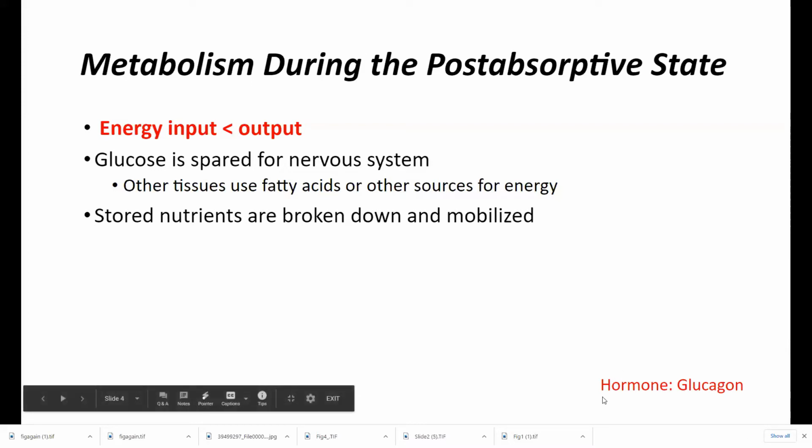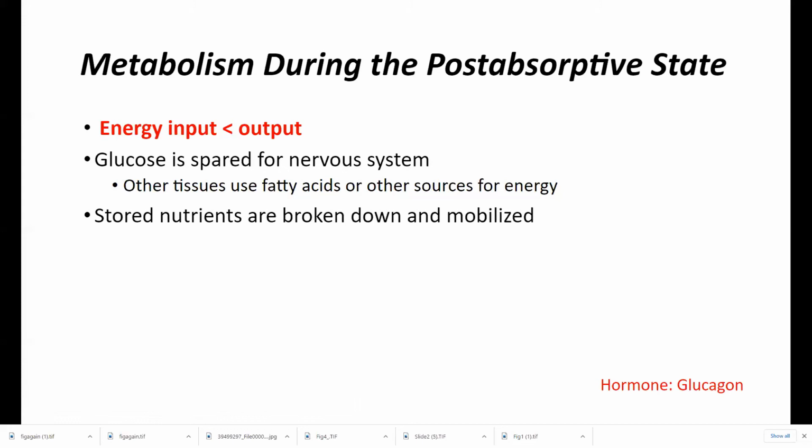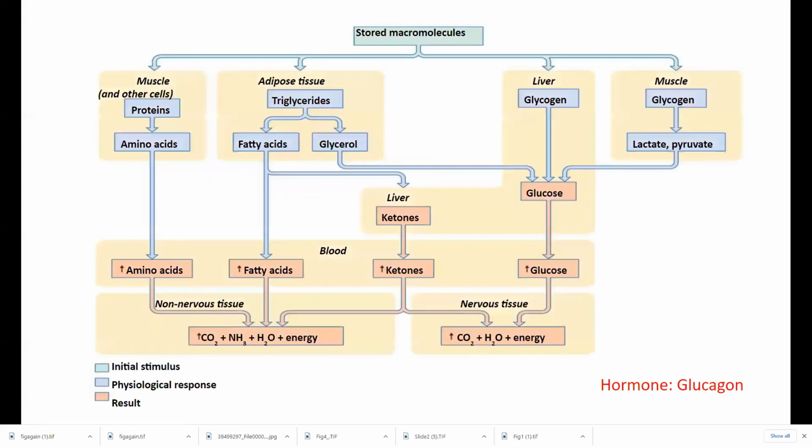Our hormone that we're thinking about while we're thinking about the post-absorptive state is glucagon. We have separate slides on insulin and glucagon, but I just find it most useful to immediately associate them with the state we're talking about. So here we're looking at what's going on during the post-absorptive state.